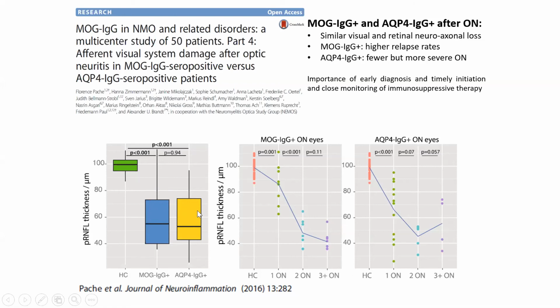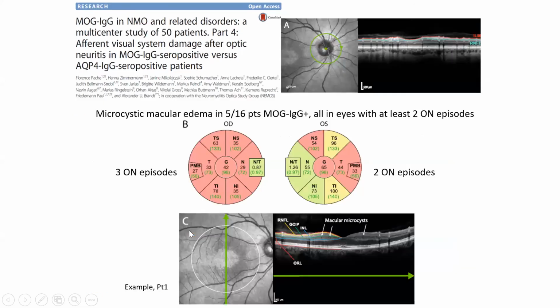So in the end, if we wait for multiple optic neuritis to occur, and we are not considering quite well enough the importance of early diagnosis and timely initiation of immunosuppressive therapy, our patient with MOG IgG antibody may end up with a similar amount and similar severity of retinal damage compared with anti-aquaporin 4 antibodies.